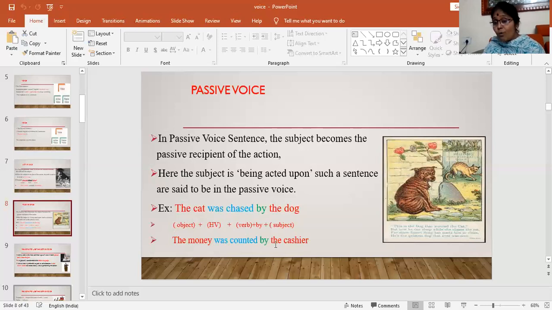So henceforth, throughout my class, even if we are bringing the object to the subject place, I will write it as object so that we can clearly understand that we have changed the voice, right? So for that convenience, I will use this formula throughout the class. So now our object has become our subject, then the helping verb, and our subject has taken the place of the object. So, the cat was chased by the dog. Who was chased? The cat. The emphasis is on the recipient, not on the doer, right?